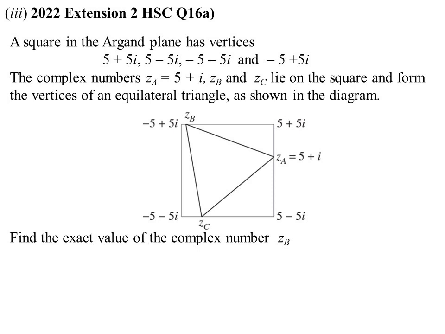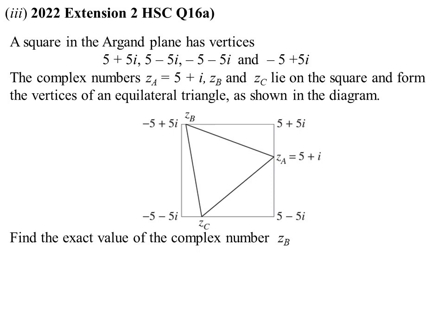Now, we know the complex number ZA, which is 5 plus i. ZB and ZC, we don't know what they are, but they lie on the square. But that triangle is an equilateral triangle. We have to find the exact value of that complex number ZB. That's all. We've got to put it all together. There's no parts to this one. It's one of these ones where it's not scaffolded for you. You've got to throw down all your ideas and hopefully we'll get some marks for it.